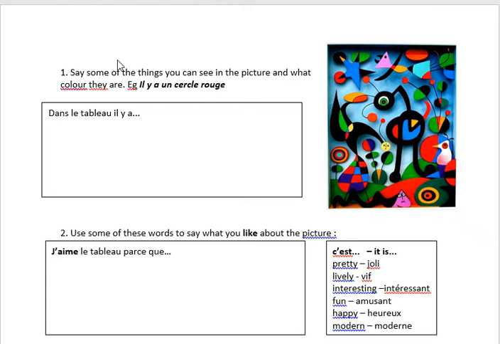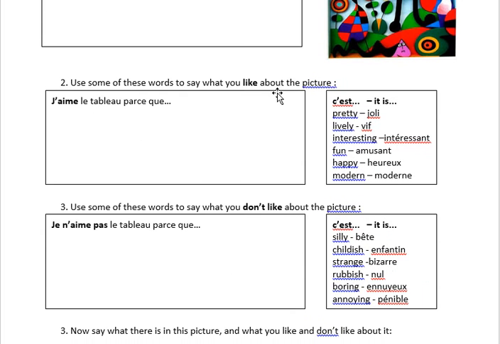Okay, you'll recognise this. This is what we did a couple of lessons ago. Got this nice picture with the bird and the snake. And we went back over il y a, and lots of you also said on peut voir for you can see, or je vois for I can see. And then we started looking at how to say I like with j'aime, and it is, which is c'est.